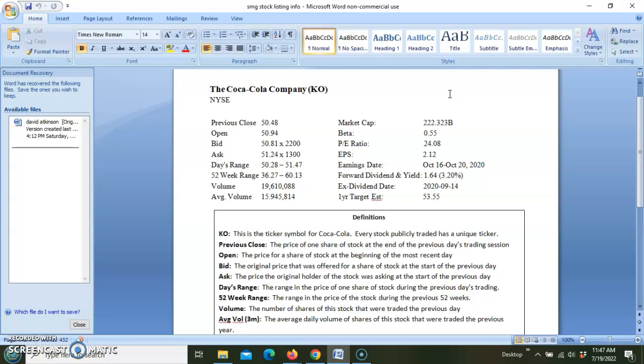Now let's think about that. Why wouldn't Coca-Cola be as harmed by a downturn in the economy as other corporations? Well, if people start losing their jobs, are they still going to buy Coke? Are they still going to go to McDonald's and buy a Coke with their Big Mac? Yeah, they probably will.